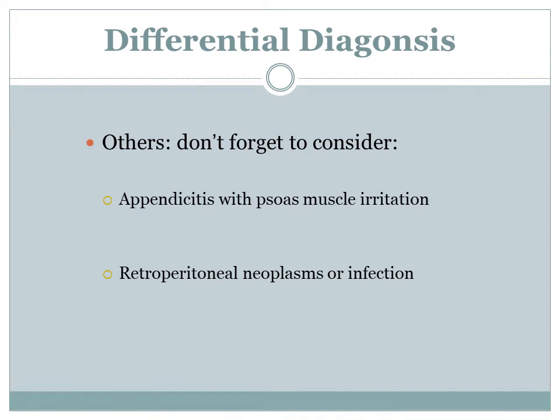In addition to the previous main etiologies concerning the development of limping in the pediatric population, don't ever forget to consider non-skeletal causes related to inflammation in the abdomen, like appendicitis with psoas muscle irritation, which will lead to very considerable limping. Also, retroperitoneal neoplasm or infection could lead to limping as well.